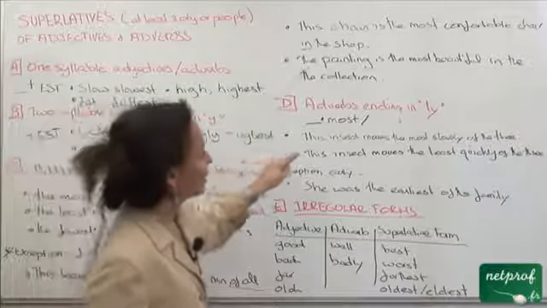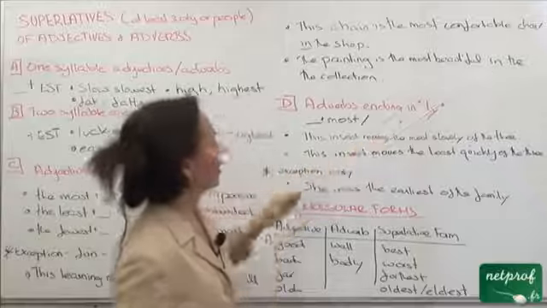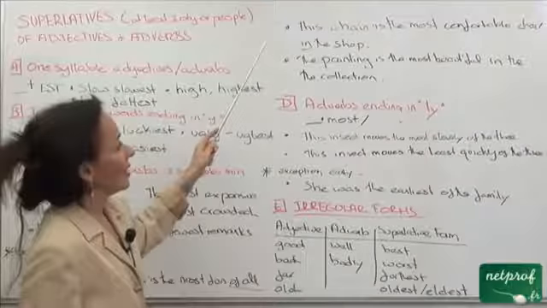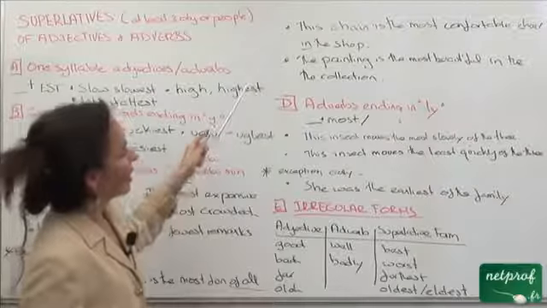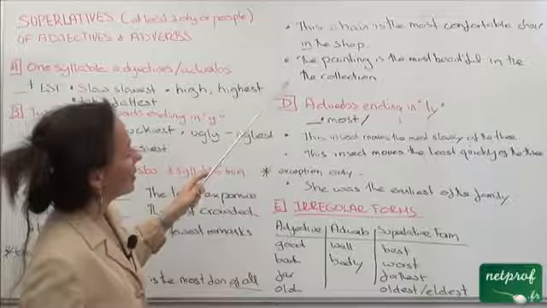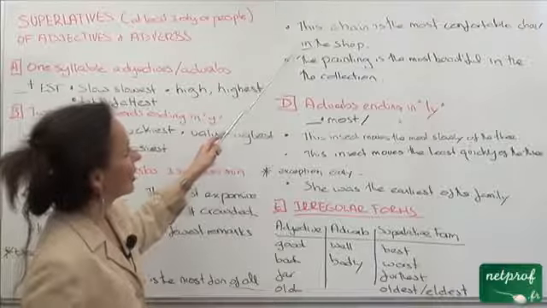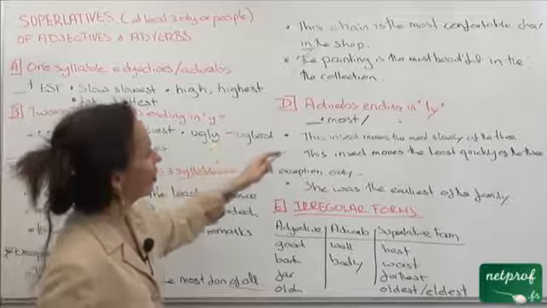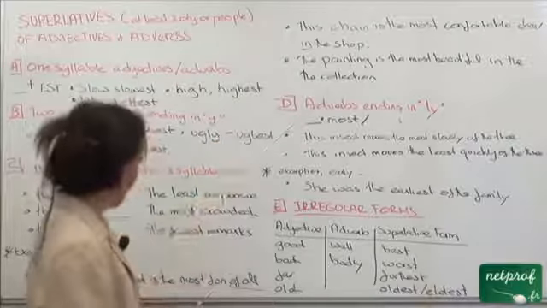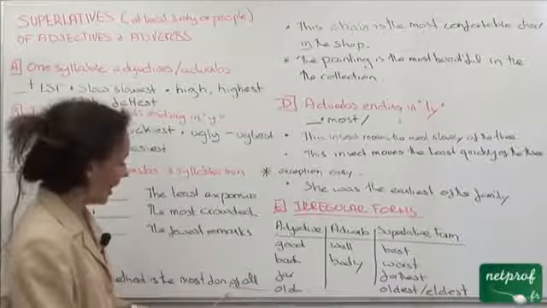The painting is the most beautiful in the collection. Here we have cases of more complete sentences, and I'd like you to note the choice of the preposition. In the two cases, in the shop, in the collection, whilst here we have of.